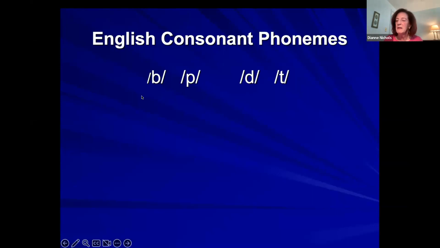Several consonant sounds in English include both a voiced and a non-voiced version in which the mouth positions are exactly the same. So see if you can watch my mouth while I pronounce these. B, b, b. So you can see that I'm pressing my lips together and kind of popping them apart.